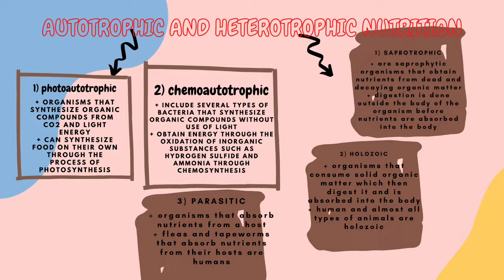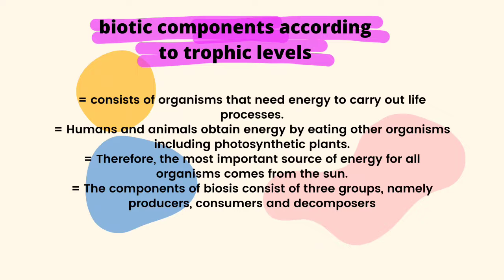There are two types of nutrition, which are autotrophic and heterotrophic. Autotrophic has two types. The first is photoautotrophic and the second one is chemoautotrophic. The heterotrophic is divided into three: saprotrophic, holozoic, and parasitic.